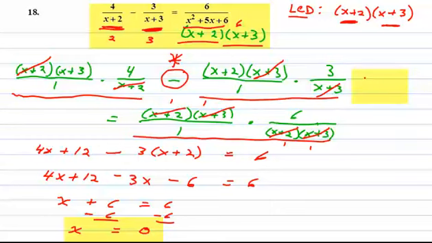So we do get one solution, and that solution is 0. So when x equals 0, this expression minus this expression does equal that expression.